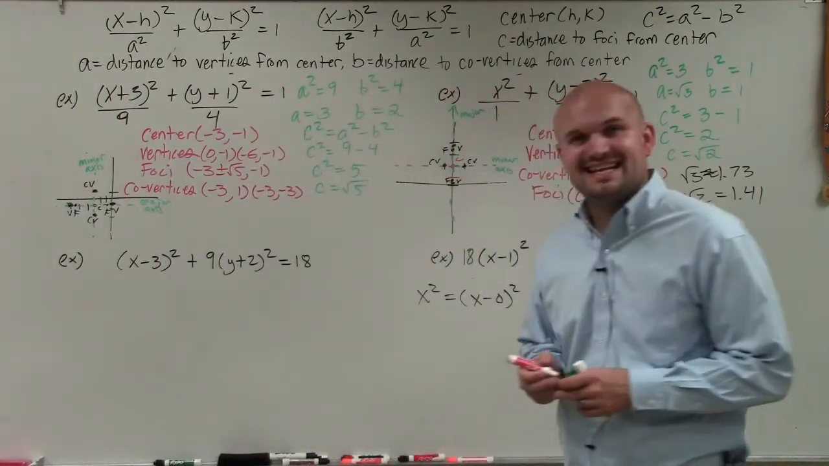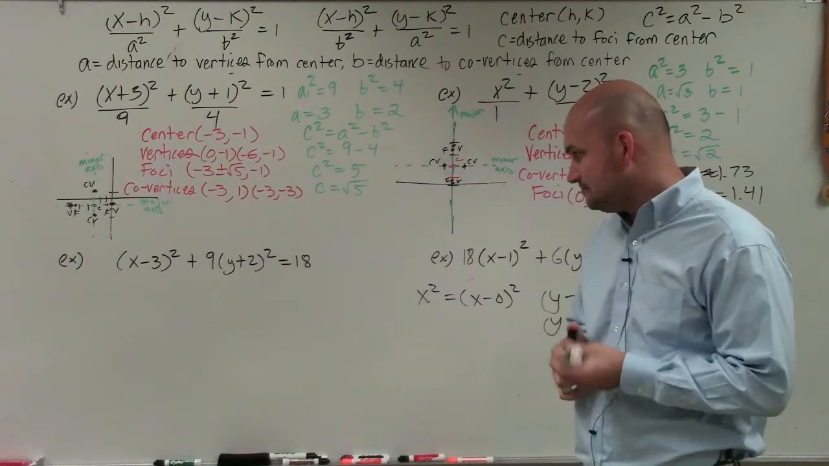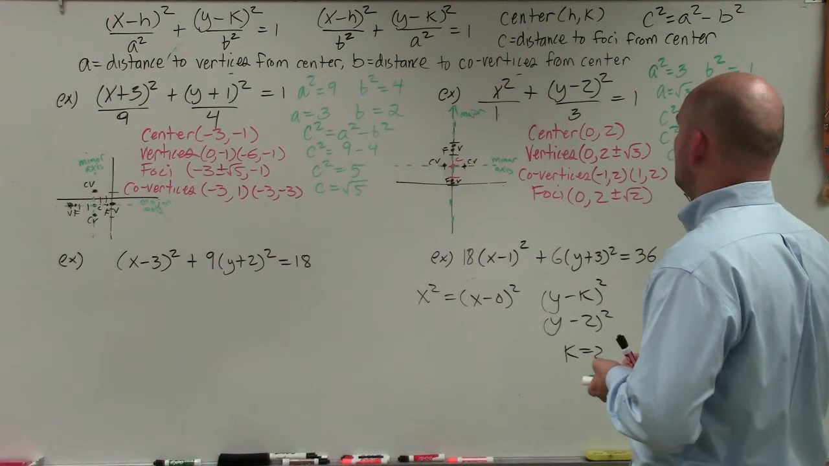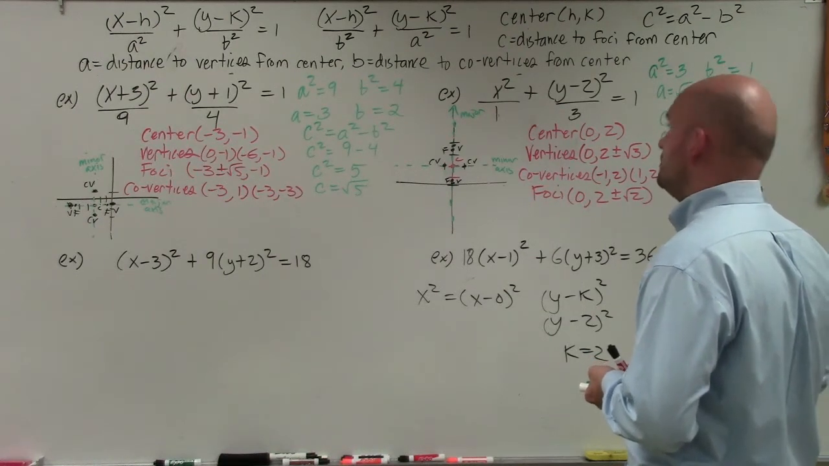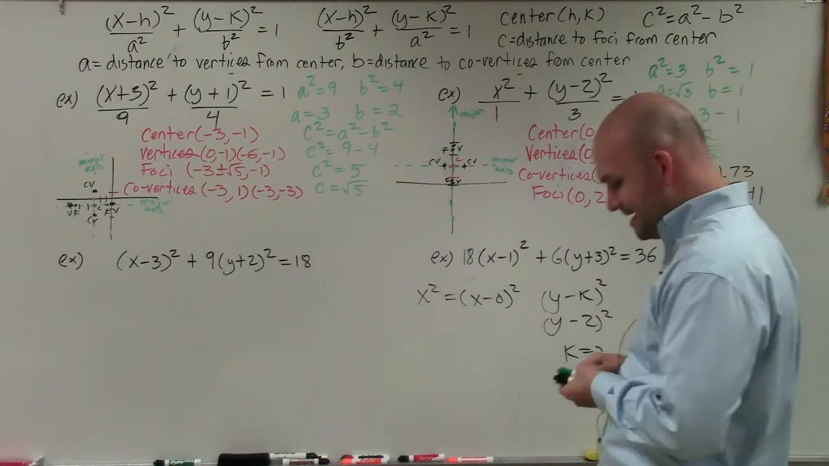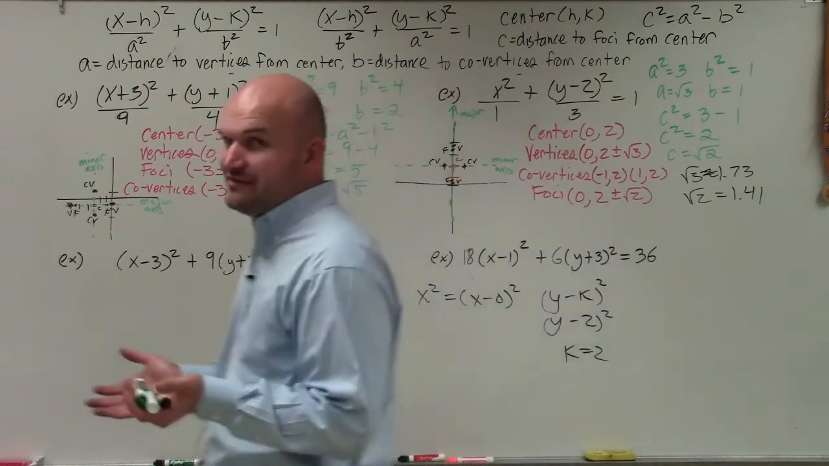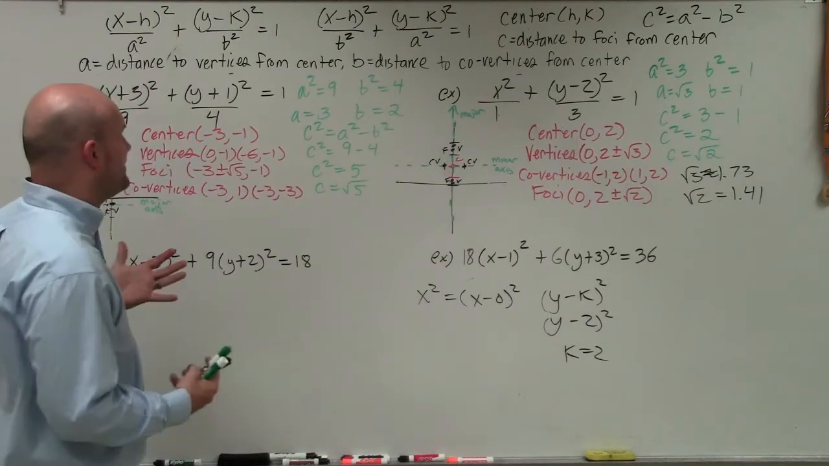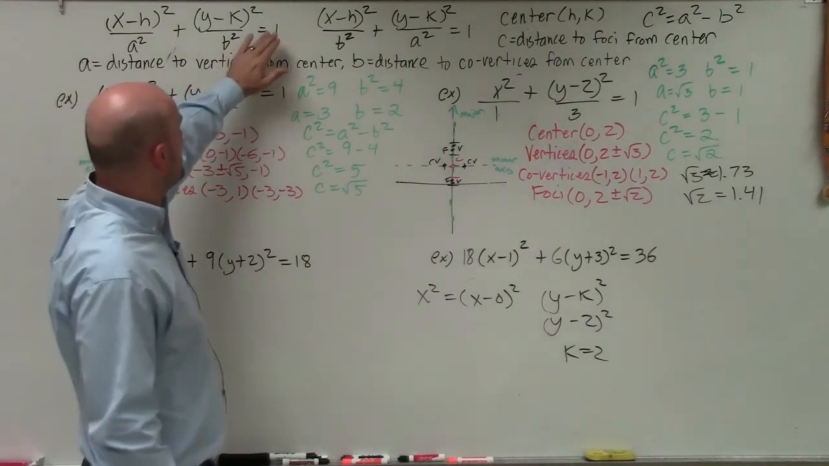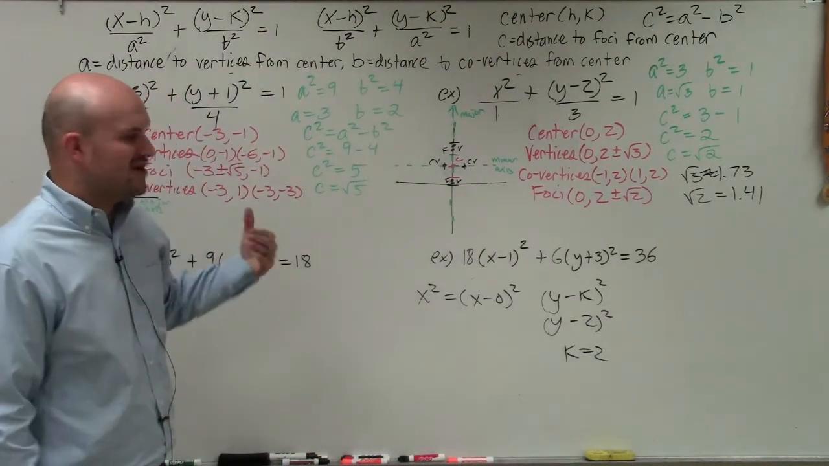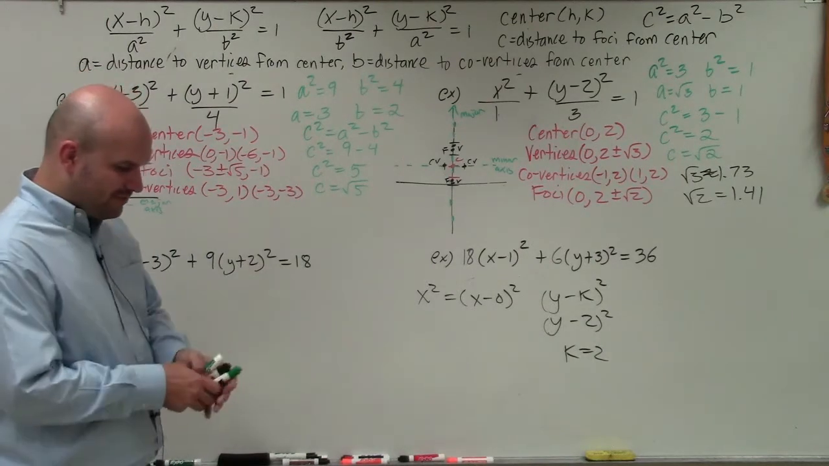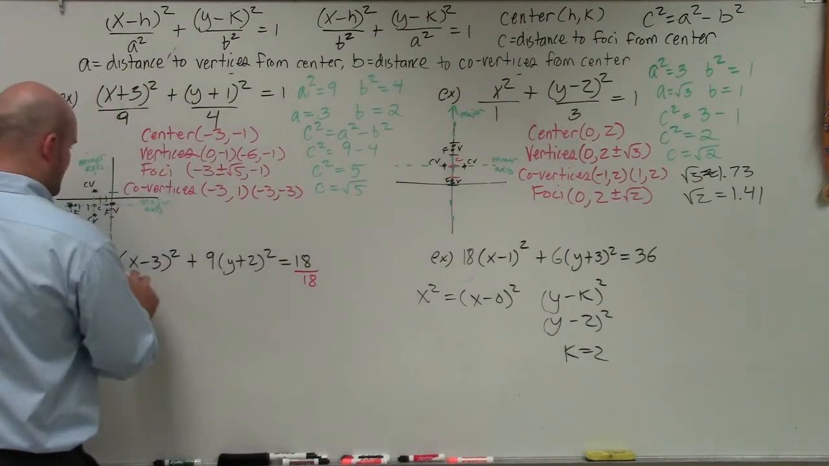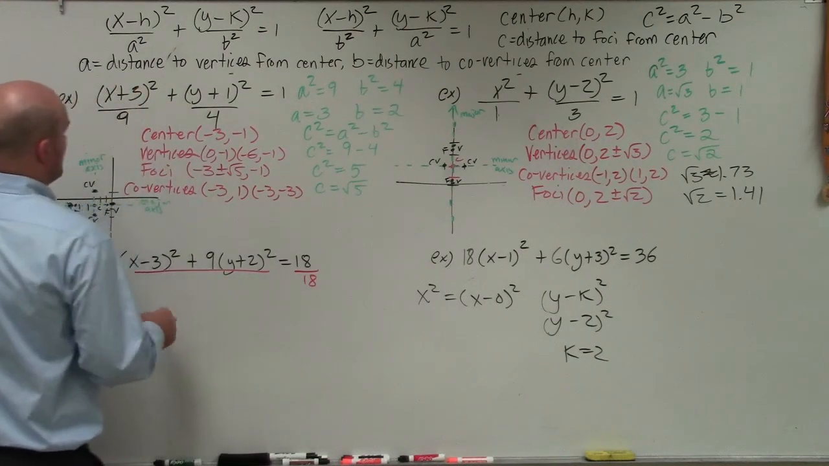OK, let's get into the next one. The next example is almost exactly the same. We're going to do the exact same thing. But notice we don't have an a squared or a b squared. To counter that, notice that both of these equations are equal to 1, whereas these two equations are not equal to 1. So therefore, the first thing we need to do is divide so they are equal to 1. I guess I could have done that.